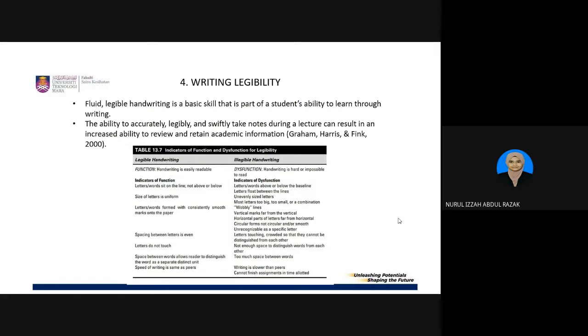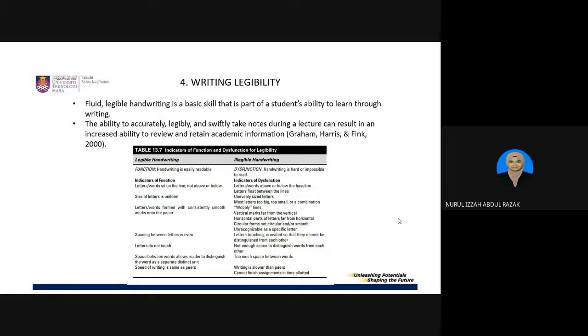Okay, the last component is writing legibility. Fluid, legible handwriting is a basic skill that is part of students' ability to learn through writing. The ability to accurately, legibly, and swiftly take notes during a lecture can result in an increased ability to review and retain information.